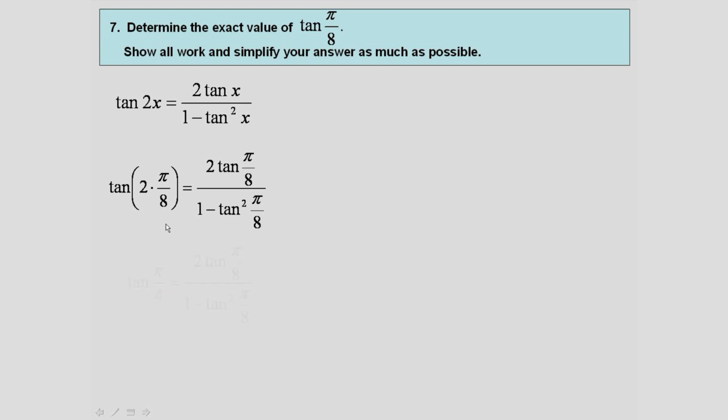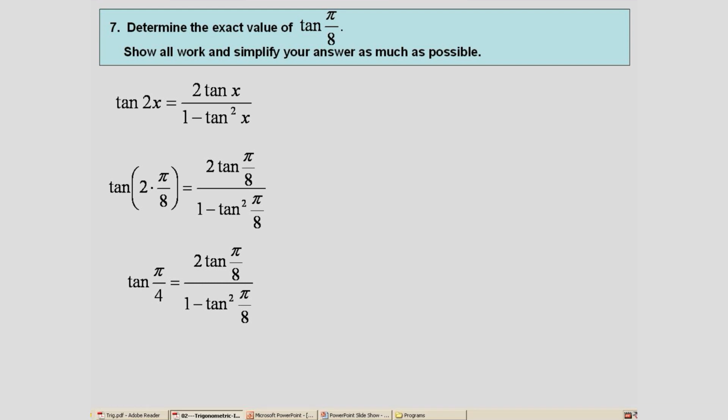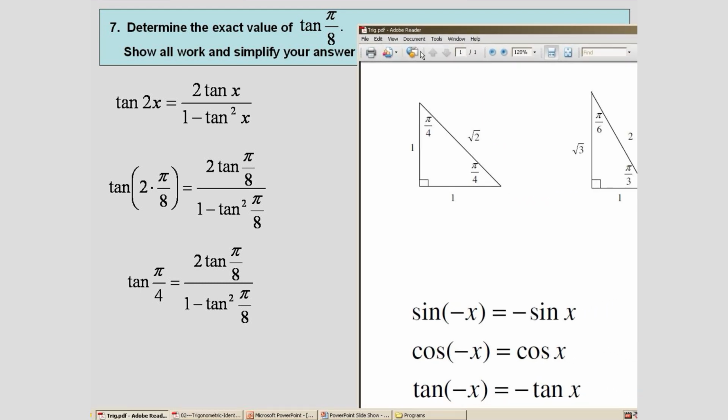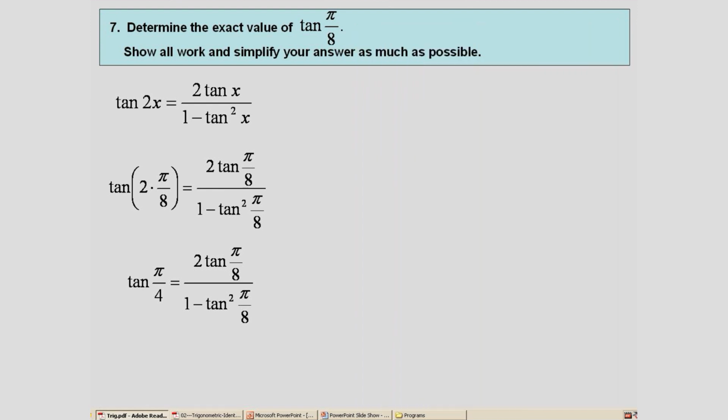Let's continue here. We said that 2 times pi over 8 is pi over 4. I just left the right side untouched for now. The tan of pi over 4, from a special triangle here, we see that there's pi over 4. Tan is opposite over adjacent. So we get 1 over 1, which is 1. We can rewrite tan pi over 4 as 1. Again, didn't do anything to the right-hand side here.